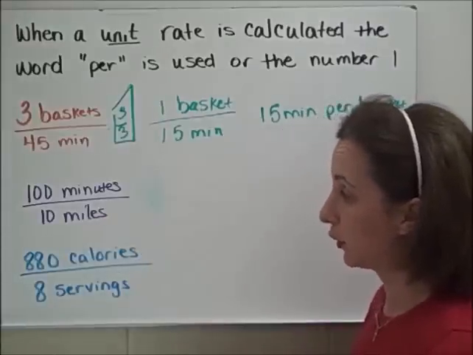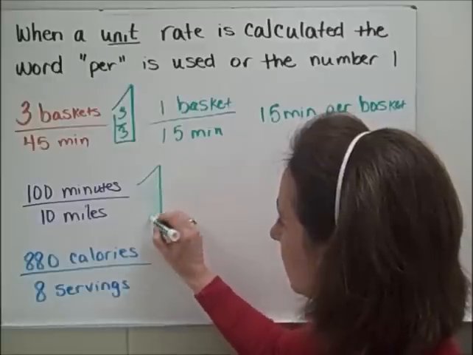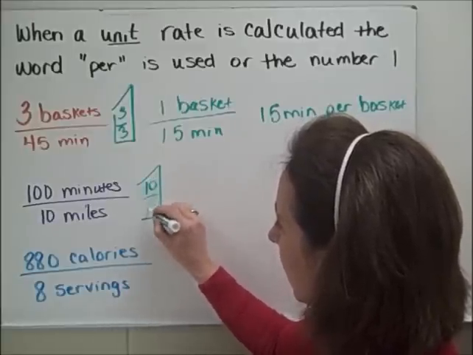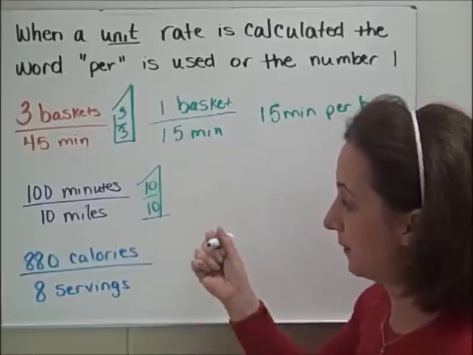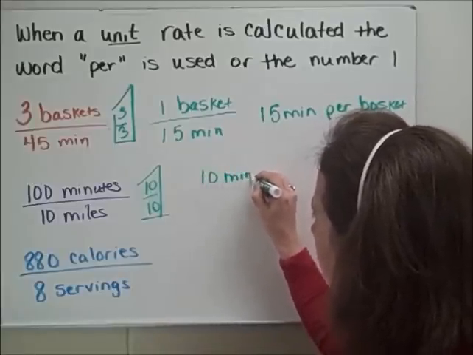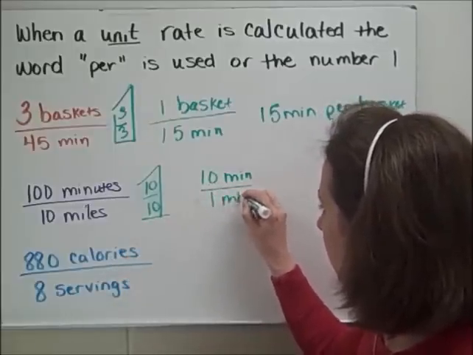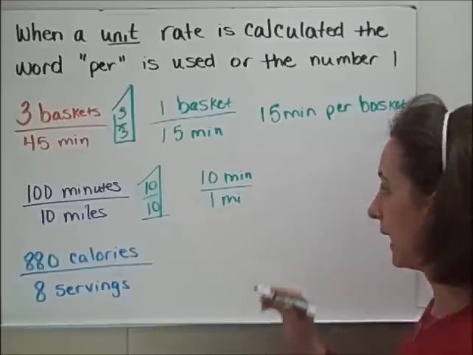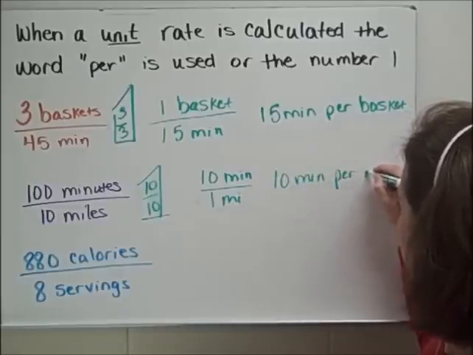100 minutes for 10 miles. I could divide these by a form of 1, which is 10 tenths. 100 minutes divided by 10 is 10 minutes. And 10 divided by 10 is 1 mile. So this unit rate would be 10 minutes per mile.